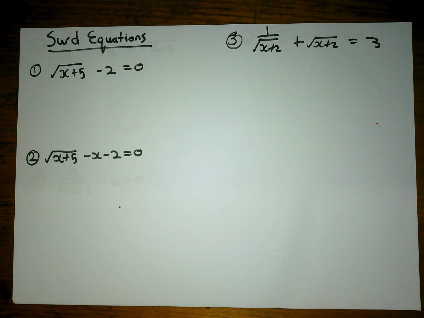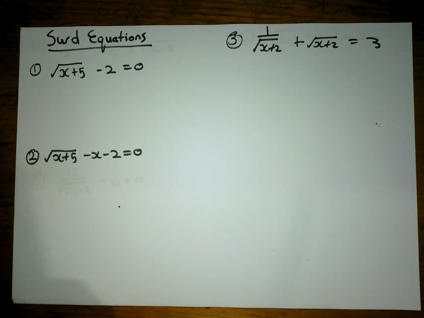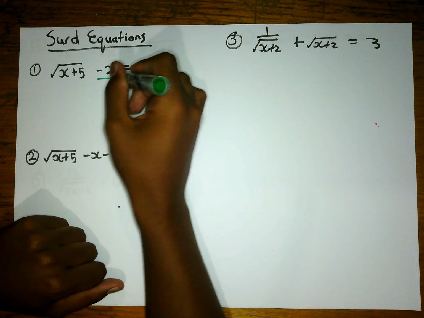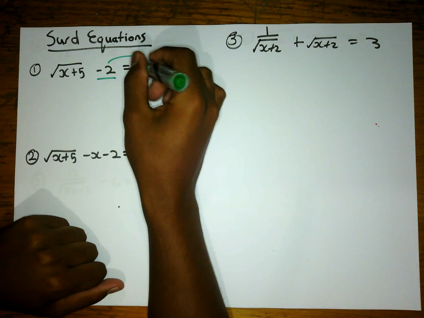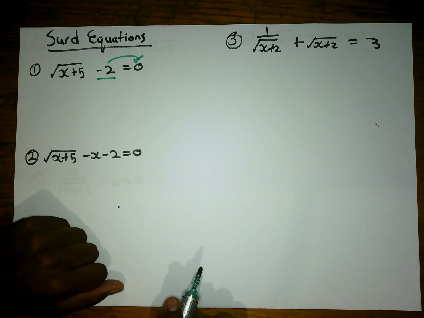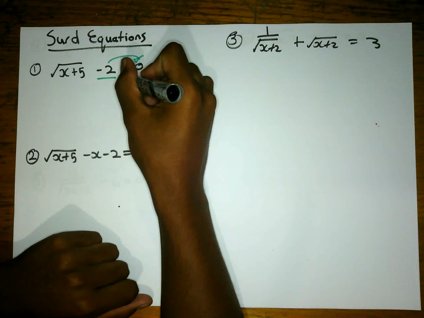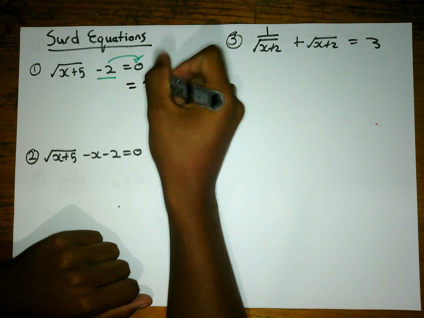Okay, so now we have a third equation, and when we get a third equation like this, we always take this number on that side of the equal sign. So let's do that. It's a 2, the sign changes.